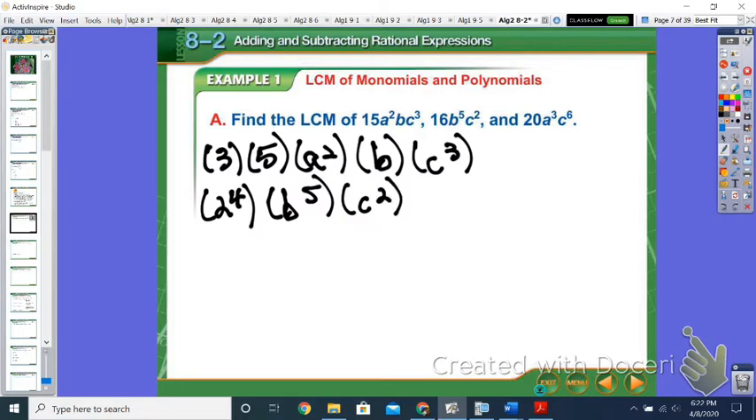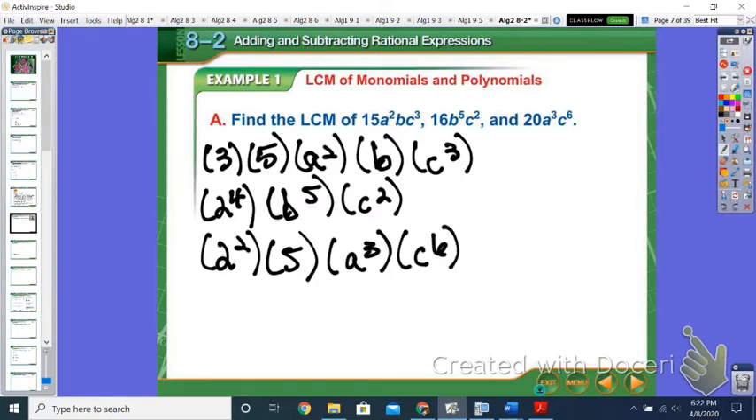And then for 20, it's going to be 2 squared, and 5, and a cubed, and c to the 6th. If any of that seems weird, then do a factor tree and you'll agree with me. If you do a factor tree on 20, as far as you can go, you're going to get 2 2's and a 5 at the bottom of your factor tree. So that's what you end up with.